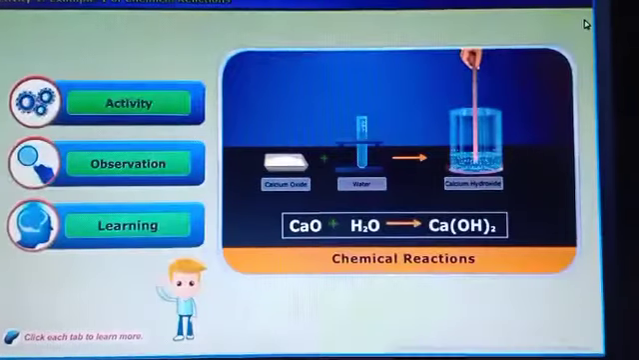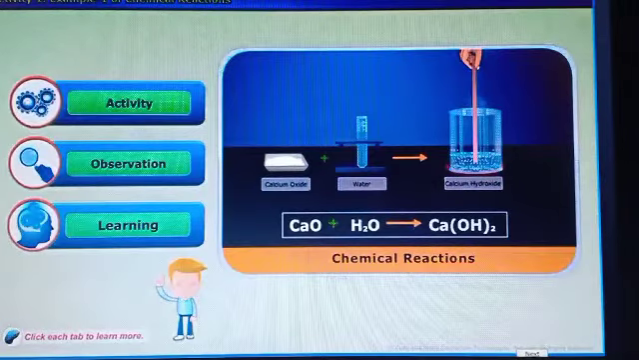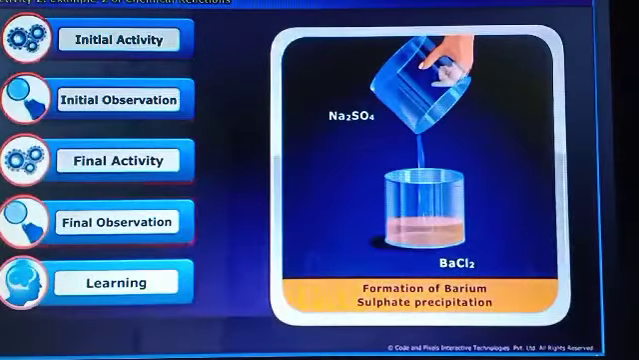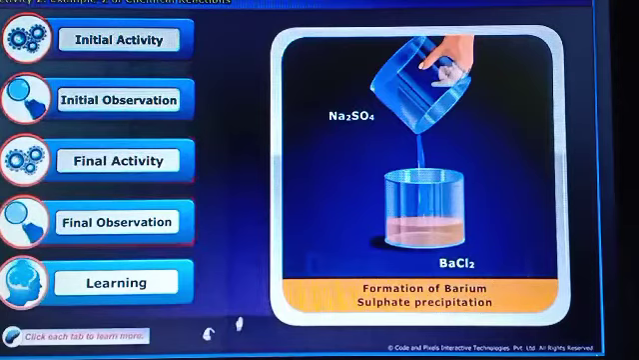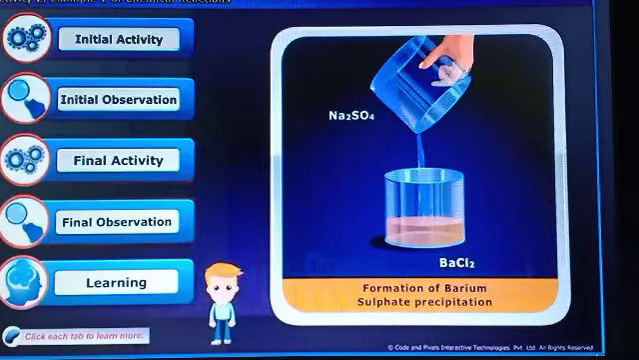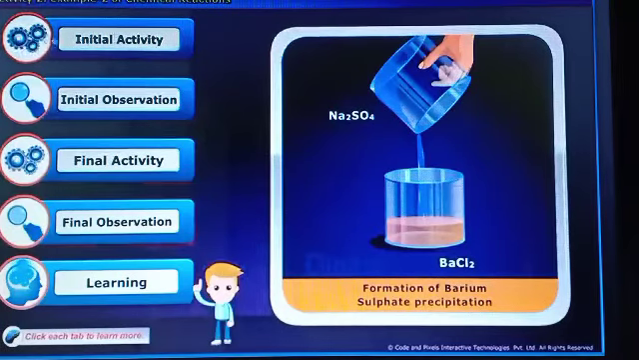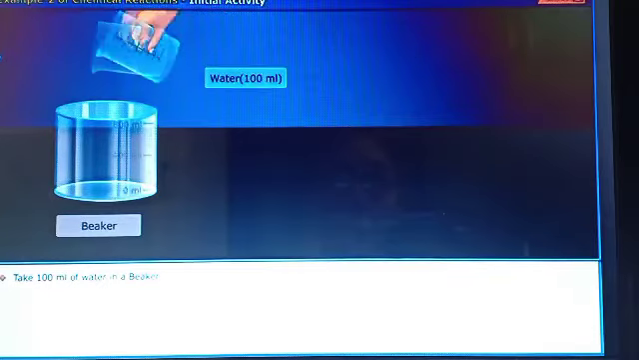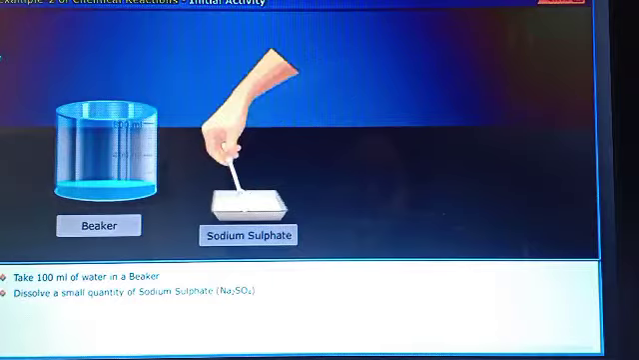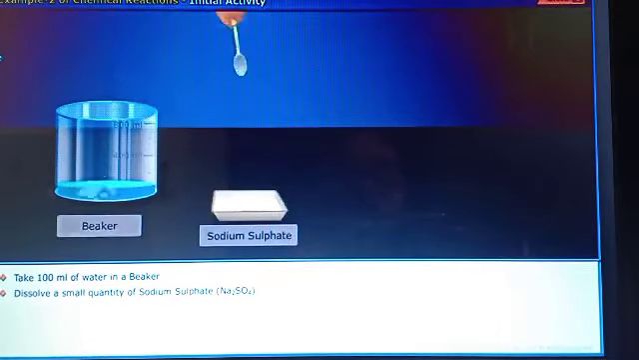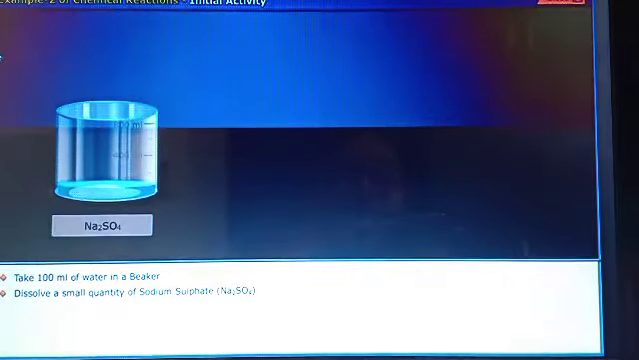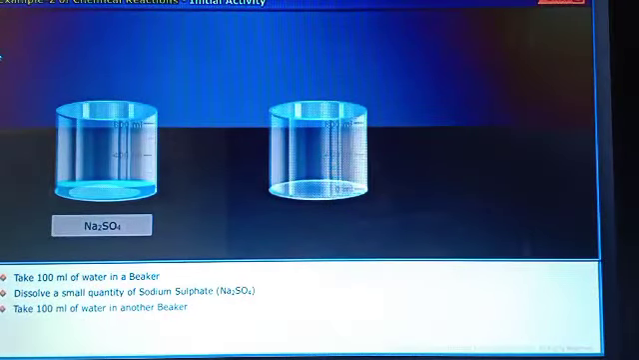Now let's see the next activity. In that we study the precipitation reaction, the formation of barium sulfate precipitate. Let's start the activity. First of all, take 100 ml of water in a beaker. Dissolve a small quantity of sodium sulfate, Na2SO4.